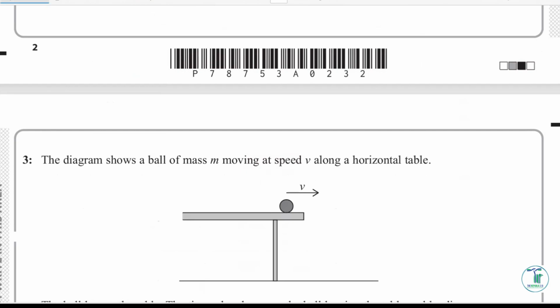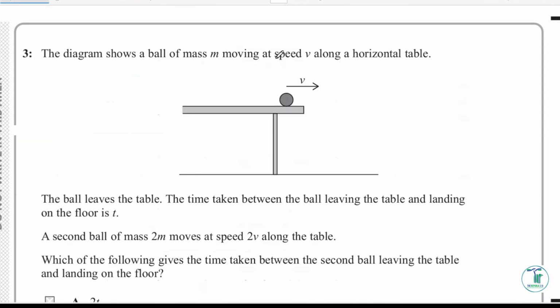Now you've got the diagram shows a ball of mass m moving at a speed v along the horizontal table. And then you have got a ball of mass 2m and 2v. Which of the following gives the time taken between the second ball leaving the table and landing on the floor? So we need to calculate the time, and I would be using the second equation of motion, which says that s is equal to ut plus half at square. So the distance, I can keep the distance to be the height. So I'm just substituting it with height.